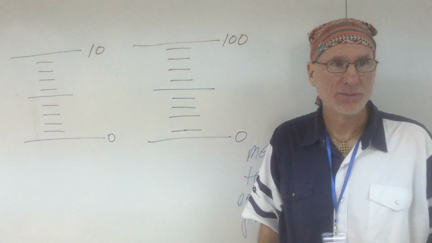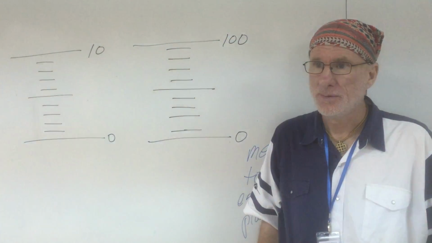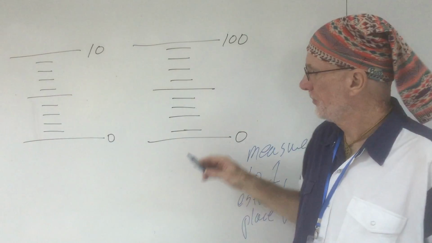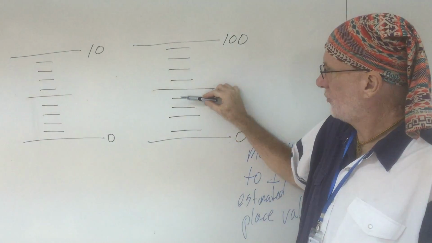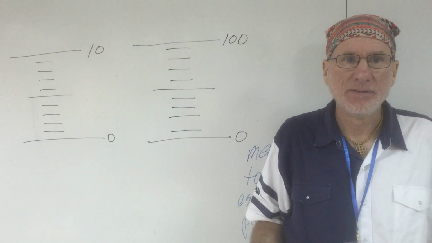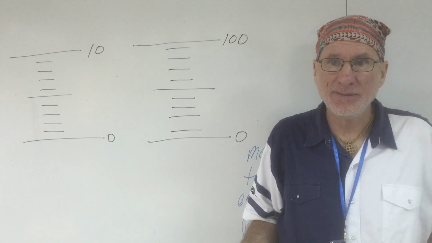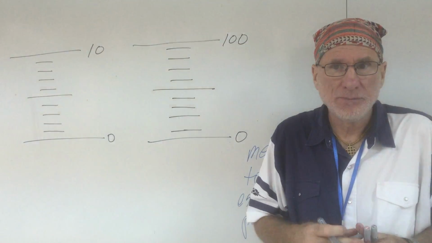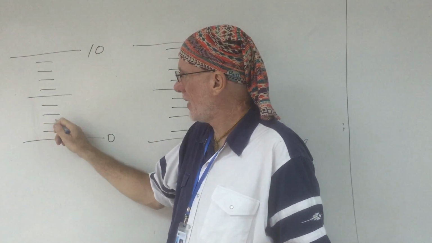What place value is it? Let me try this again. You ready? 10, 20, 30, 40, 50, 60, 70, 80, 90, 100. What place value is changing? Tens, right? So what you do is, you say, okay, is that the smallest graduation?